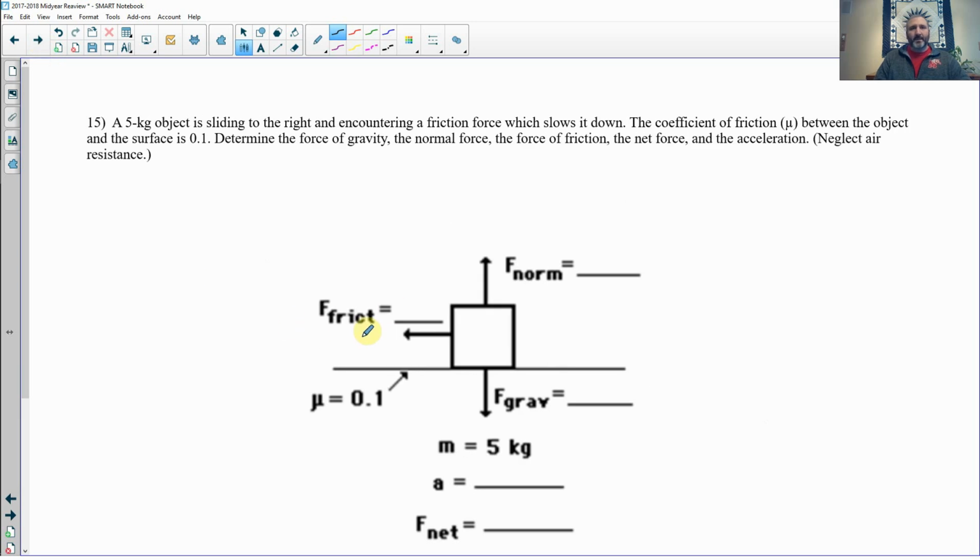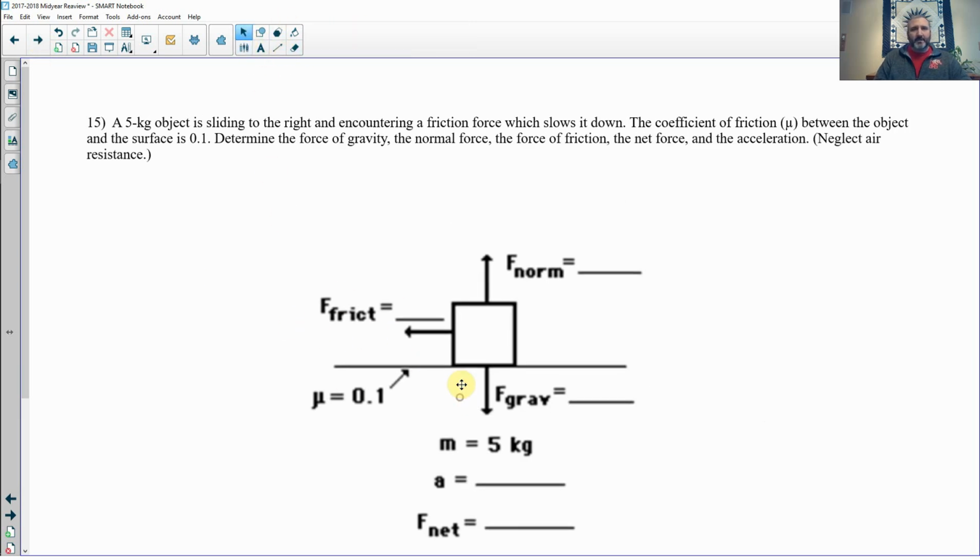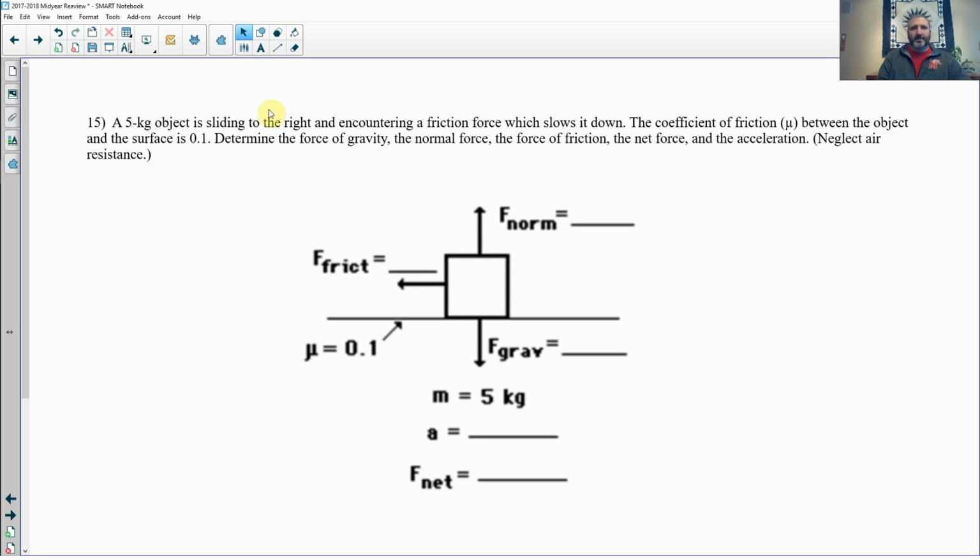Next. Now we're dealing with a 5 kilogram object, and it is going to the right, encountering a force of friction which slows it down. The coefficient of friction between the object and the surface is 0.1. Determine the force of gravity, normal force, force of friction, net force, and acceleration, neglecting air resistance.